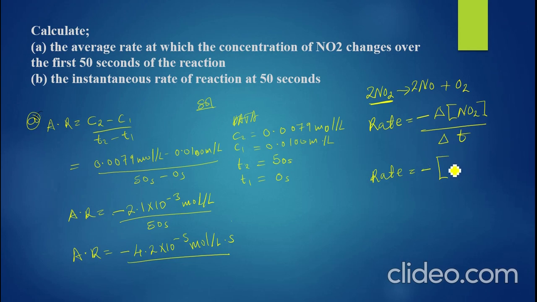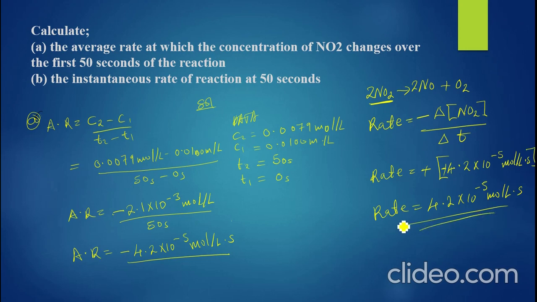So we can just substitute here now, which will be negative 4.2 times 10 to the power negative 5 mole per liter per second. Therefore rate is equal to, negative goes, so it will be 4.2 times 10 to the power negative 5 mole per liter per second. Then you're done. It should be positive.